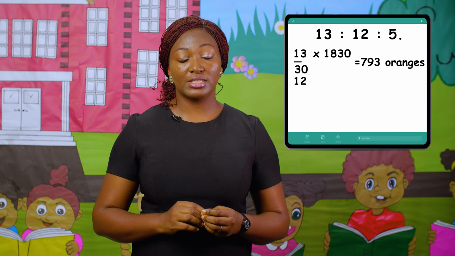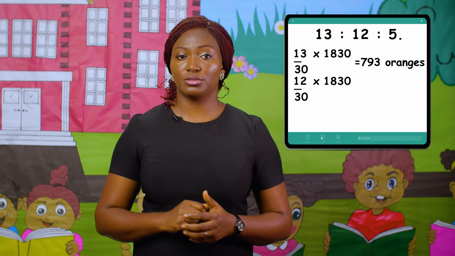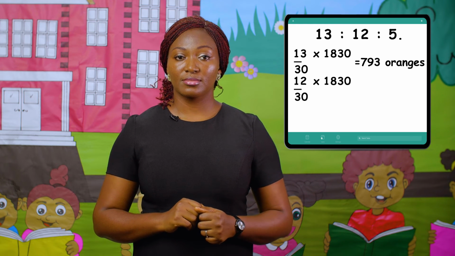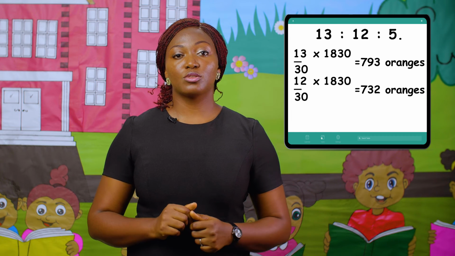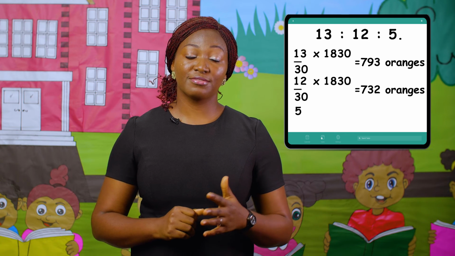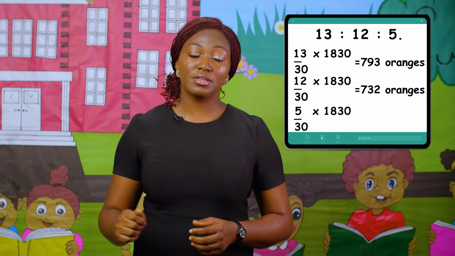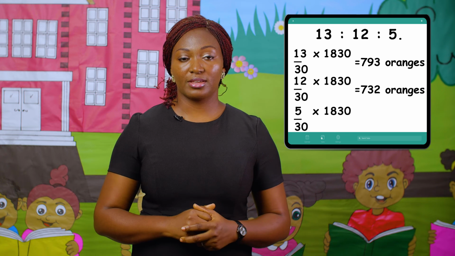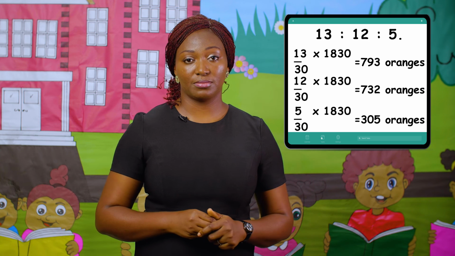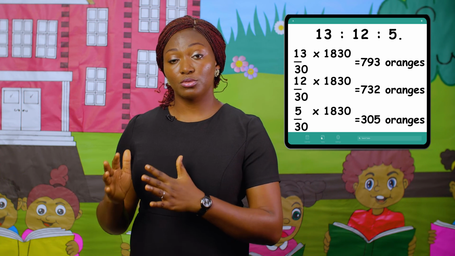Next is 12. 12 over 30 times 1,830 oranges. Simplify and you get 732 oranges. And lastly, we have 5 over 30 times 1,830. Simplify and we get 305 oranges. That is the share for each of the given ratio.